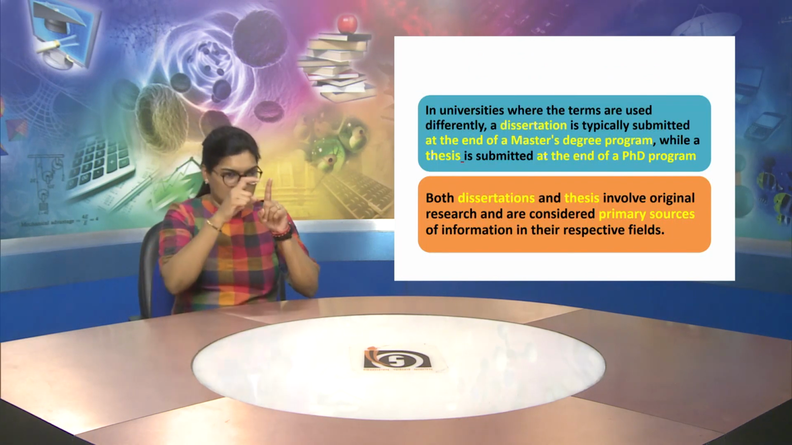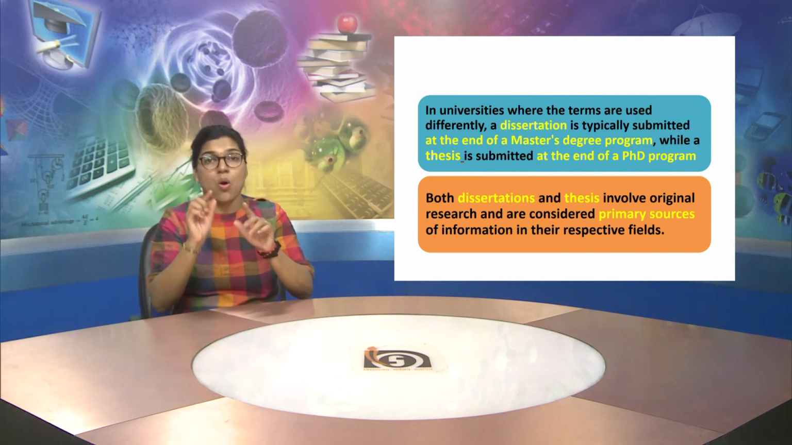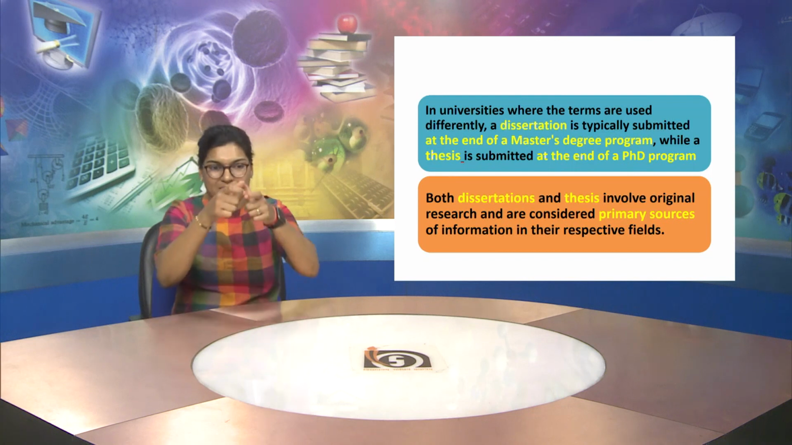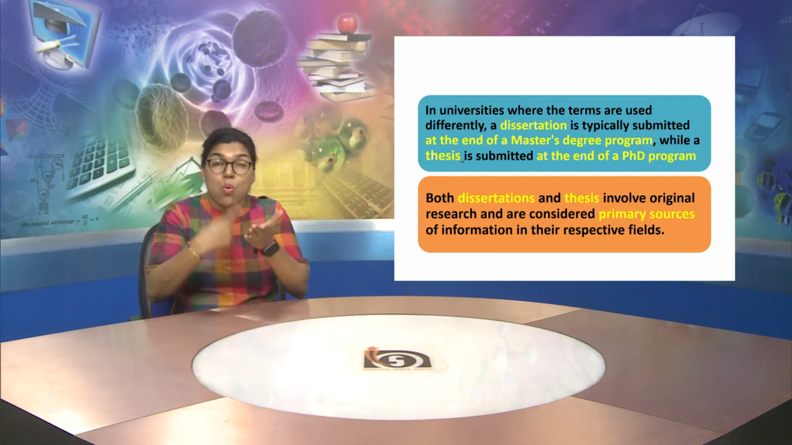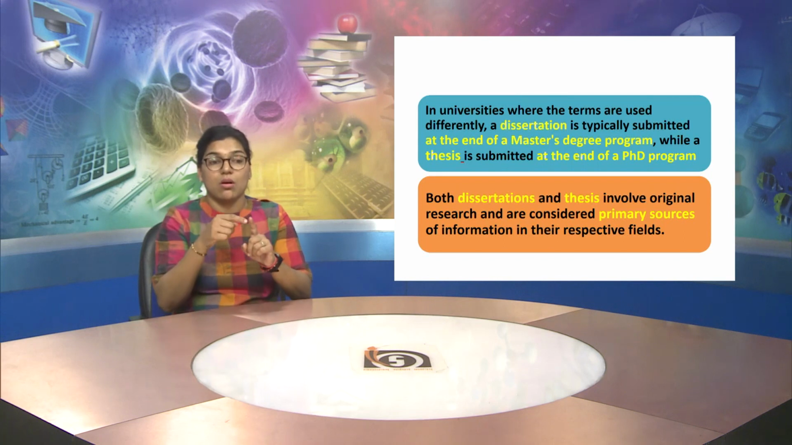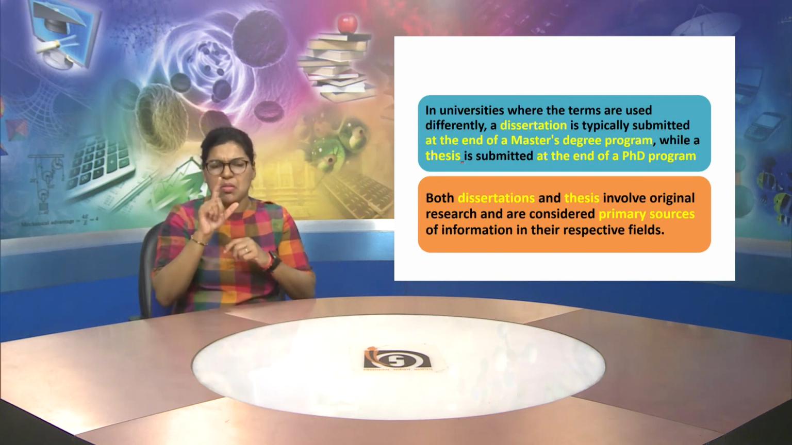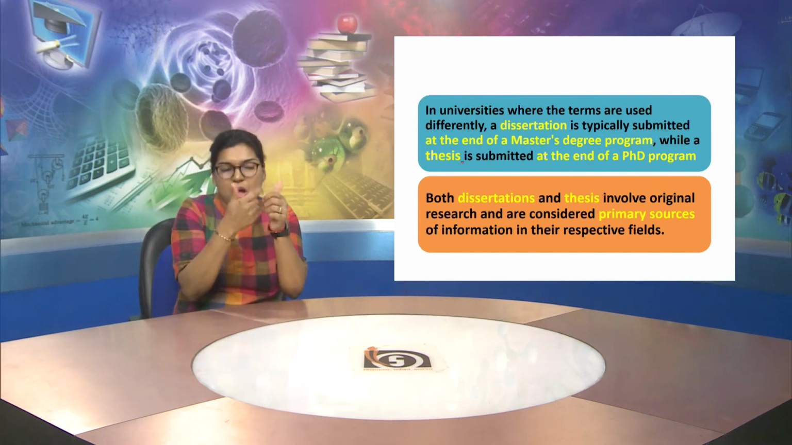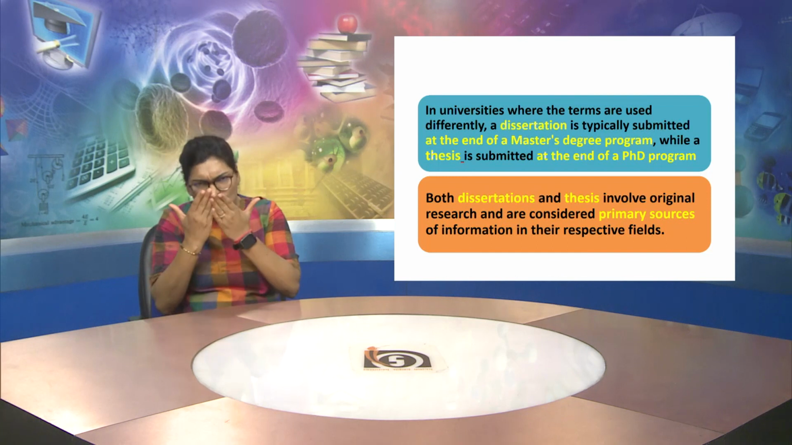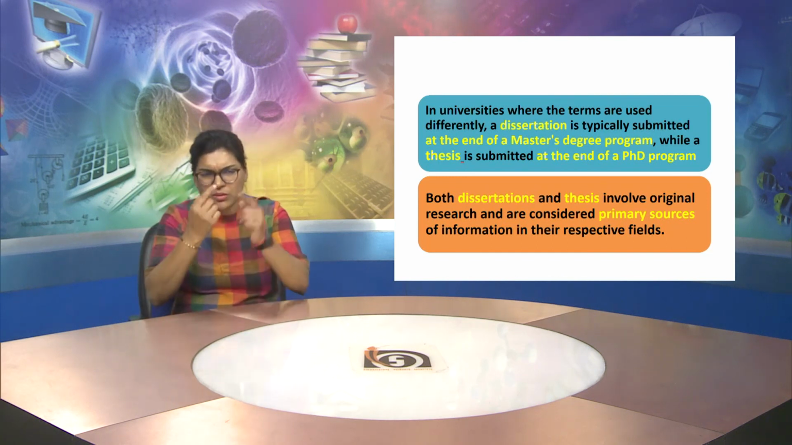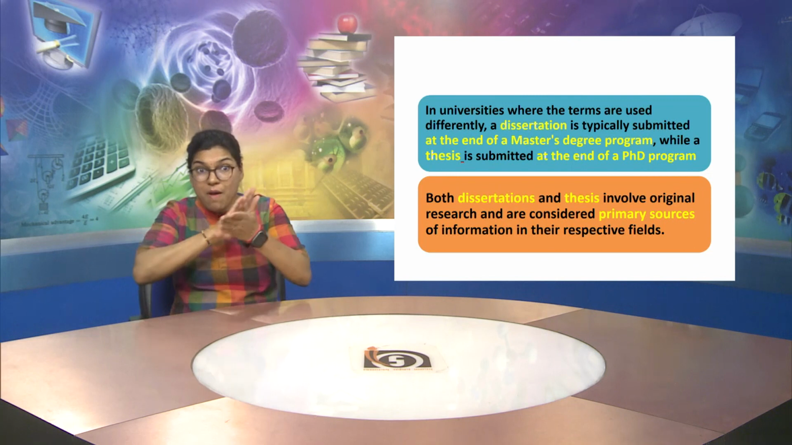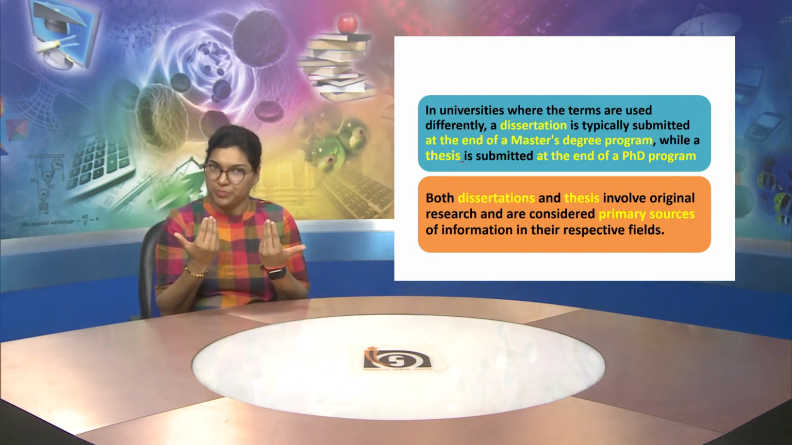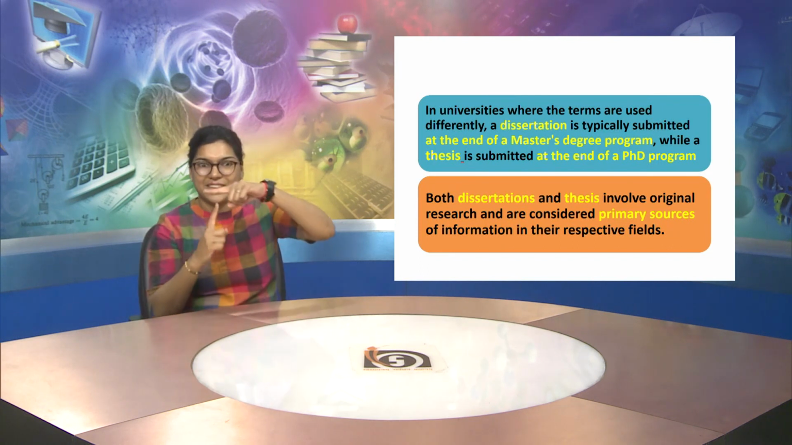In universities where the terms are used differently, a dissertation is typically submitted at the end of a master's degree program, while a thesis is submitted at the end of a PhD program. Both dissertations and theses involve original research and are considered primary sources of information in their respective fields.